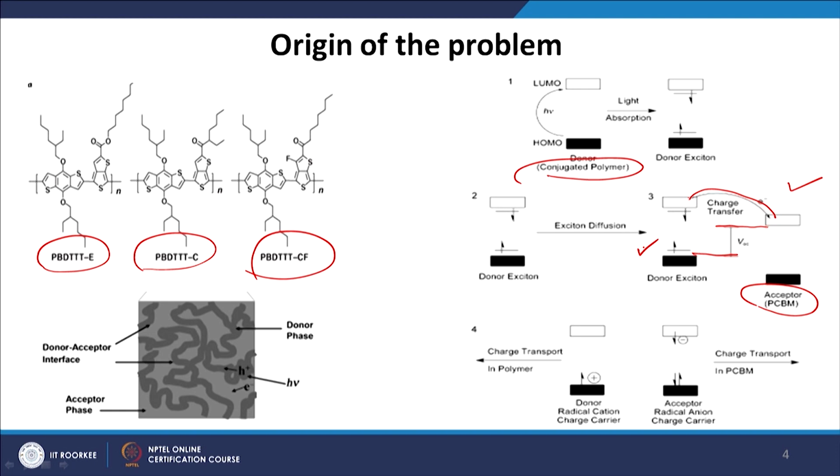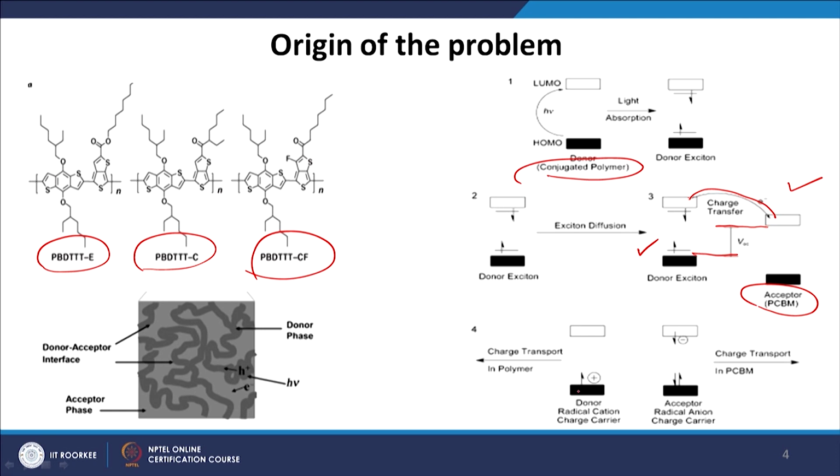Then the third process: after the exciton dissociation has happened, what should happen next is exciton diffusion, or charge transport. So, towards the polymer, the donor, the hole will travel to this side, and the electrons will travel to the acceptor molecule.